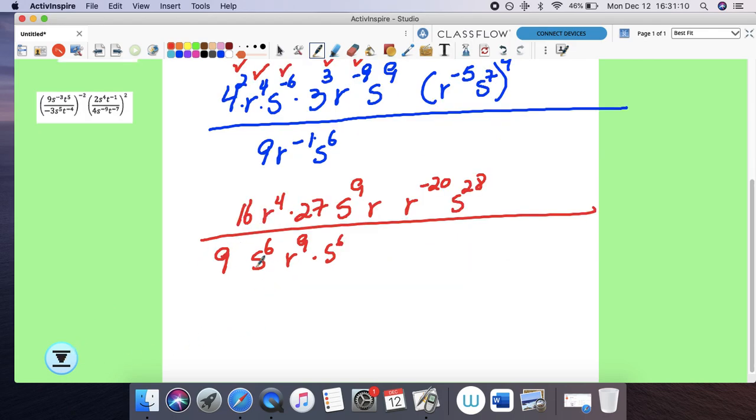All right, so let's see again. What is this in this? So we get 16 r to the 4, so I'm going to actually put the 27 twice.